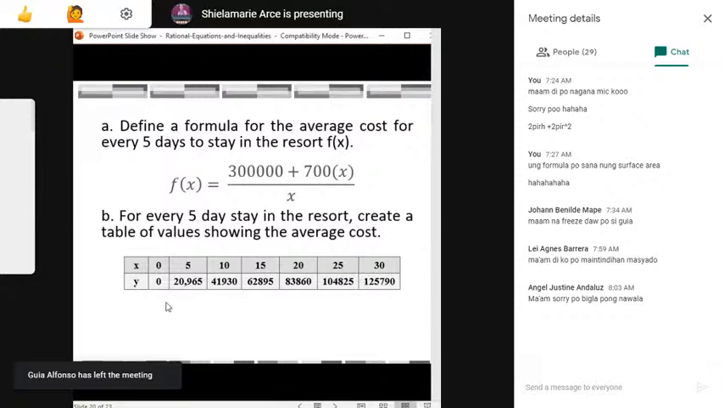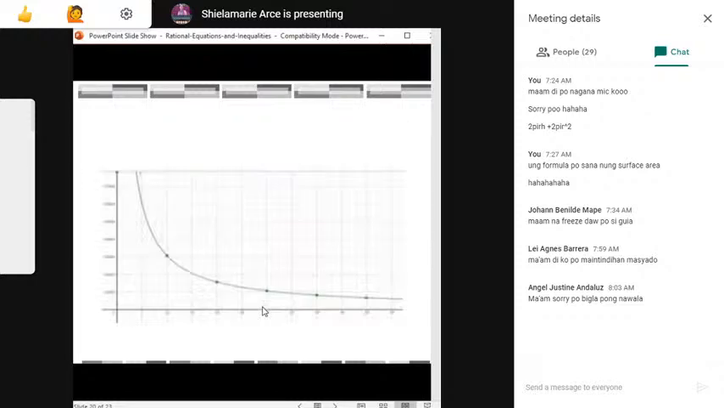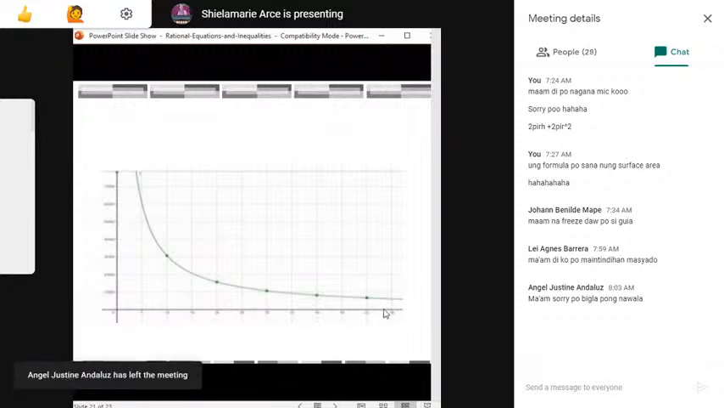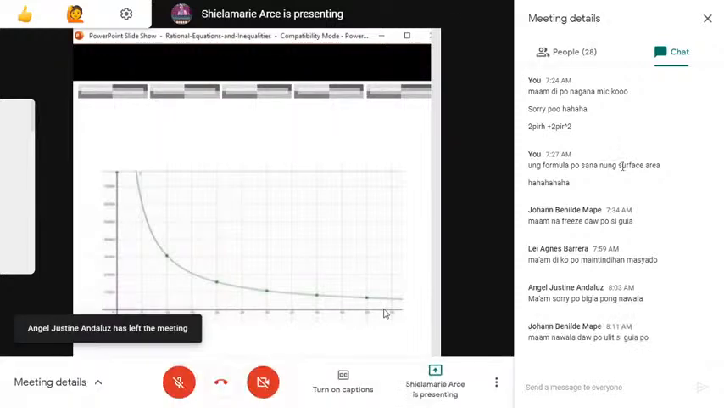Ngayon, ito yung ipa-plot natin sa Cartesian plane natin. So kapag gagamitin po natin ang GeoGebra, pag ginamit natin ang GeoGebra, ito po yung kalalabasan na graph niya. So obviously, it's not a straight line, but it's a curved line.